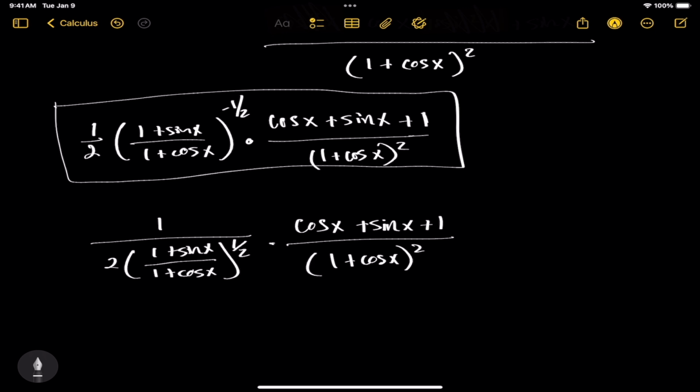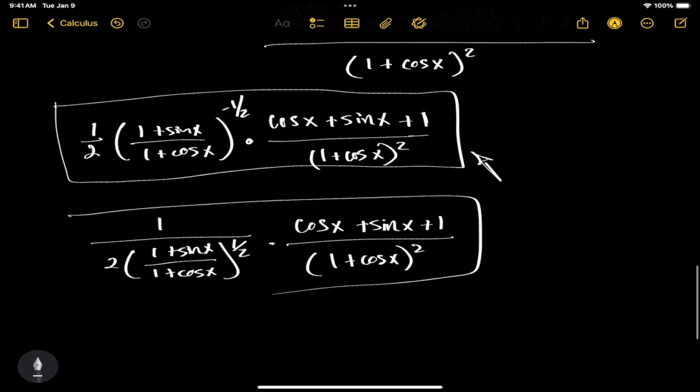You could leave it like that. You can simplify further, but I like to just keep it like I have it here on the top or the bottom without the negative exponent. So that is your final answer.